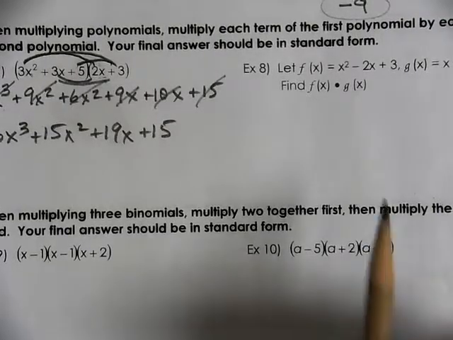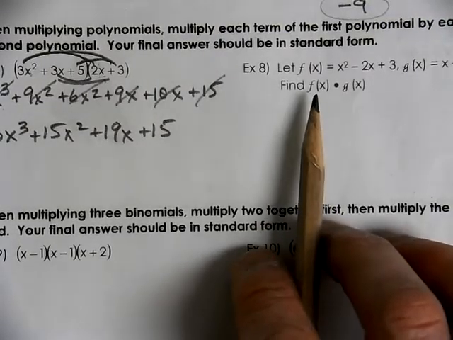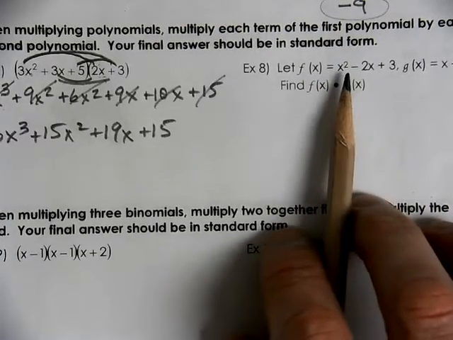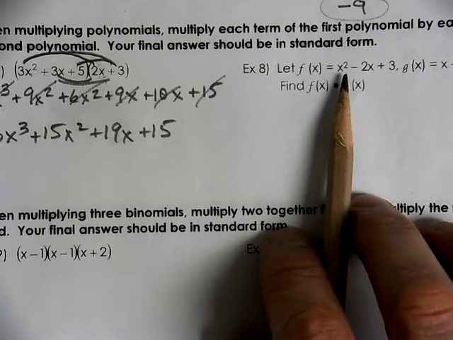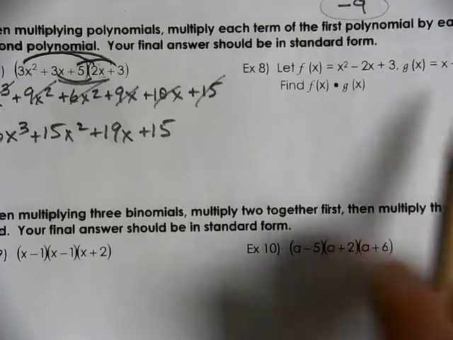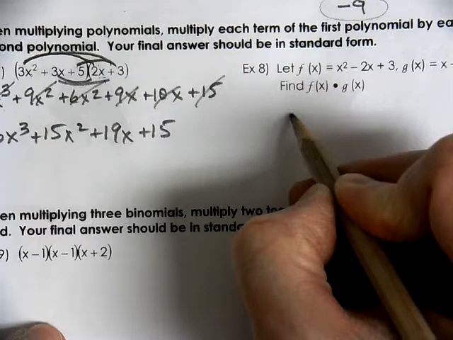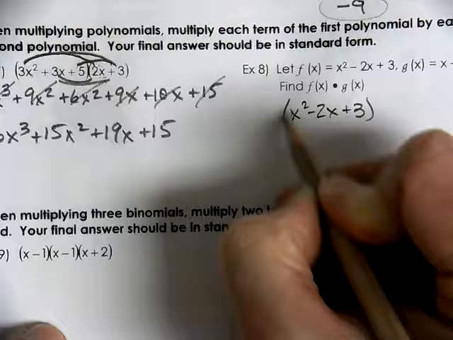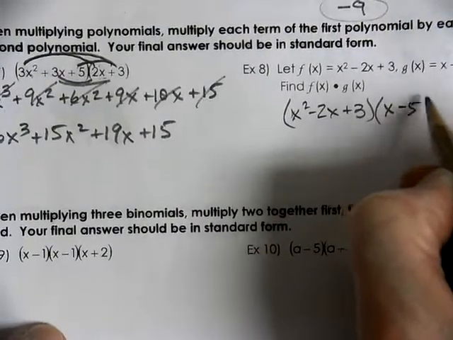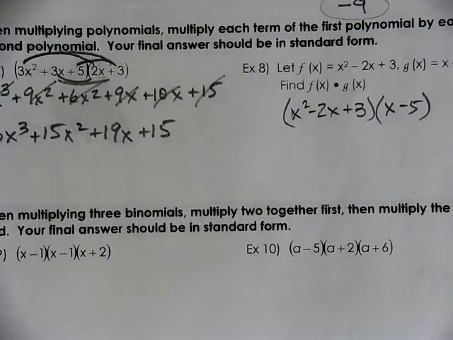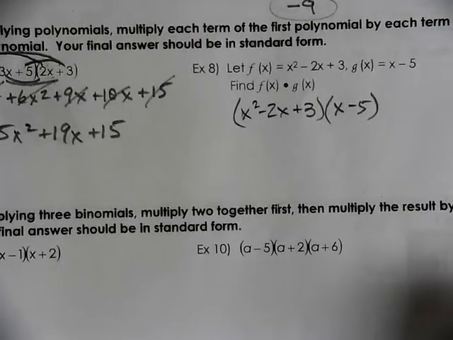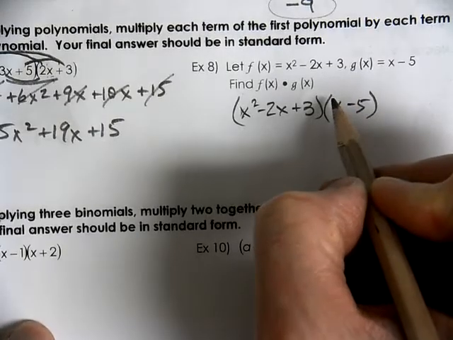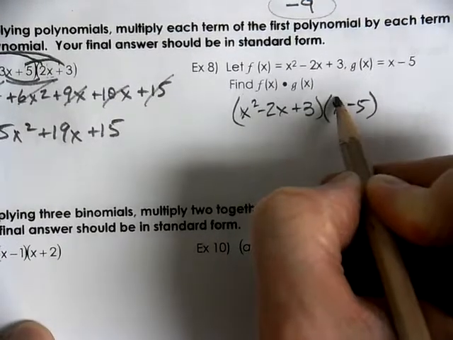Here's a different notation for it. The f function times the g function. Well, if this is going to be considered our f function, and this here is considered our g function, we could take the x squared minus 2x plus 3 and times that to the x minus 5. And we'll just go through and do the same thing. We can go the other direction if you want. I usually like to start with the smaller number of terms.